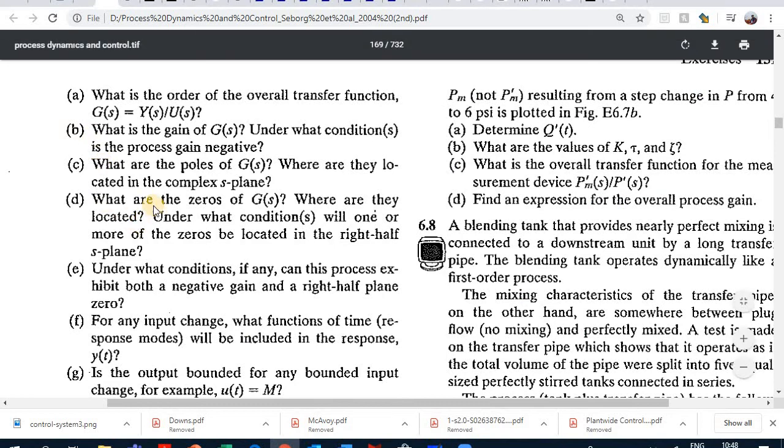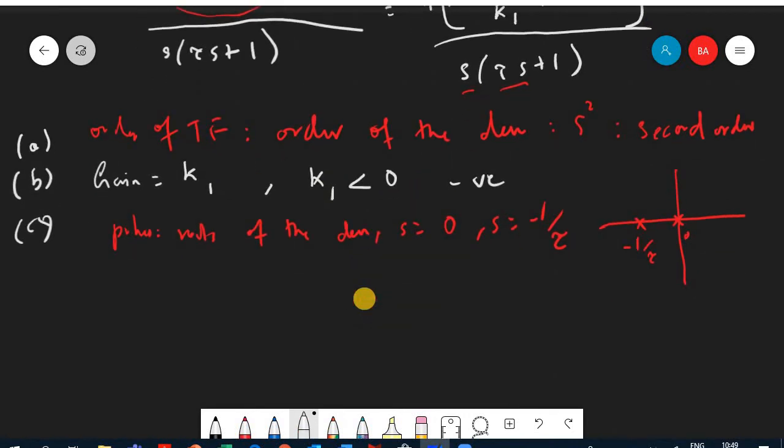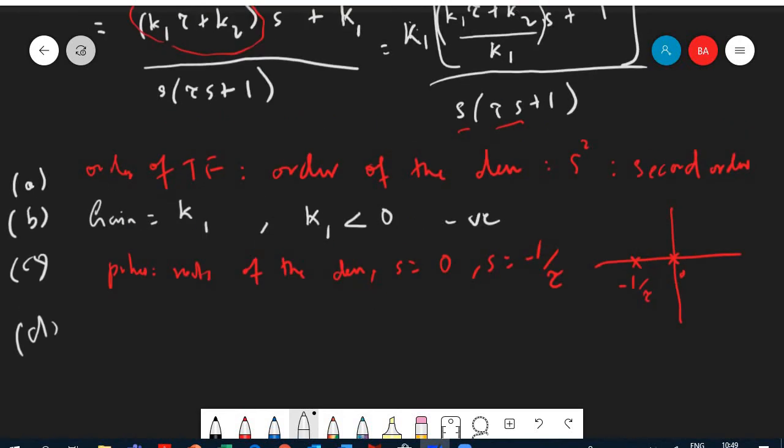Great. What are the zeros of G(s)? Where are they located? The zeros are the roots of the numerator. In this case, the whole numerator equal to 0 means tau_a s plus 1 is equal to 0, so s is equal to minus 1 over tau_a. Do you remember that? That is (k1 tau plus k2) over k1, which is tau_a, times s plus 1, equal to 0. So tau_a s plus 1 is equal to 0.